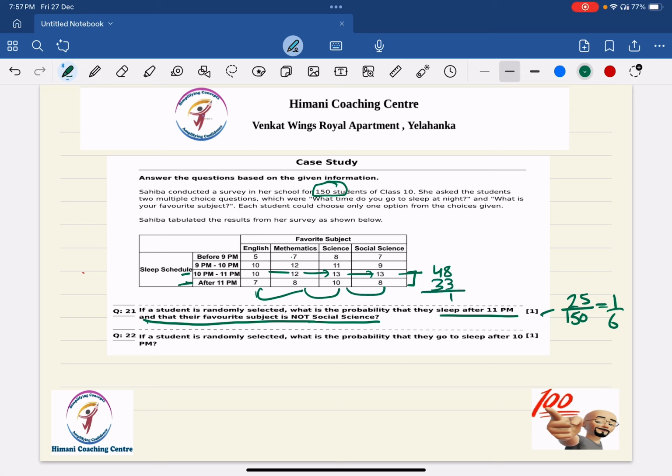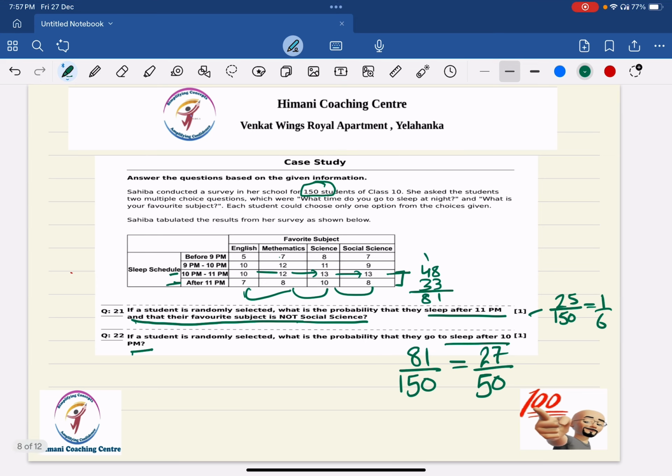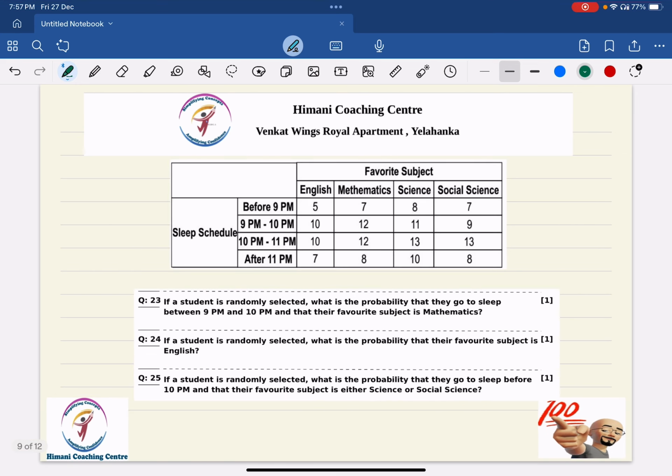Now add them: 8 and 3, 11; 4 and 1, 7; 4 and 1, 5; 5 and 3, 8. So if a student is randomly selected, what is the probability that they go to sleep after 10 p.m.? The answer is going to be 81 by 150. Both the numbers are divisible by 3, so we will get 27 over 50 as the answer. Let us look at the next question.